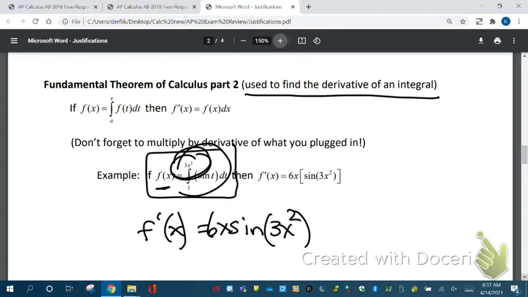If you need to do the derivative of an integral, they undo each other and replace the t with whatever's up here. The bottom number has to be a number, but it will be. And don't forget to multiply by the derivative of what you plugged in.